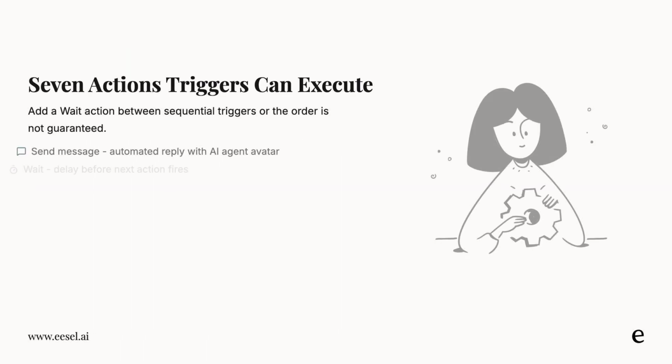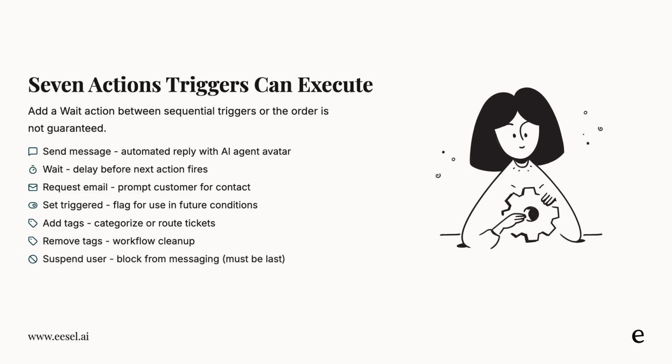When conditions match, actions execute. You can send a message, insert a wait delay, request the customer's email, set a triggered flag, add or remove ticket tags, or suspend a user. One critical rule: if you need triggers to fire in order, add a wait action of at least 1 second between them. Without it, they run simultaneously.